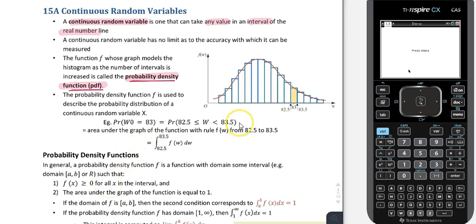The thing to note though is that if we are after actually calculating a probability using this probability density function or PDF, then you're actually after the area underneath that graph. So if you want the probability between 82.5 and 83.5, then you can actually just use this integral between 82.5 and 83.5 of the function, and then that would actually give you the correct probability between those two ends of, let's say.